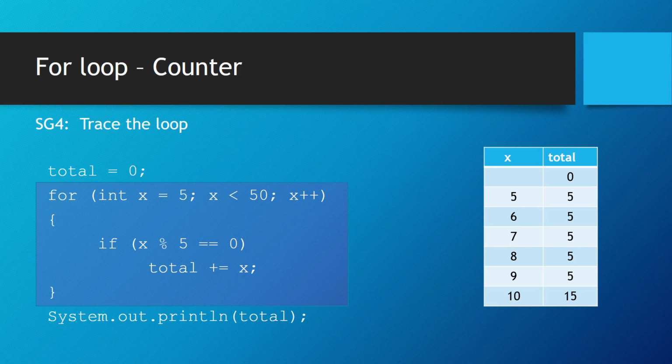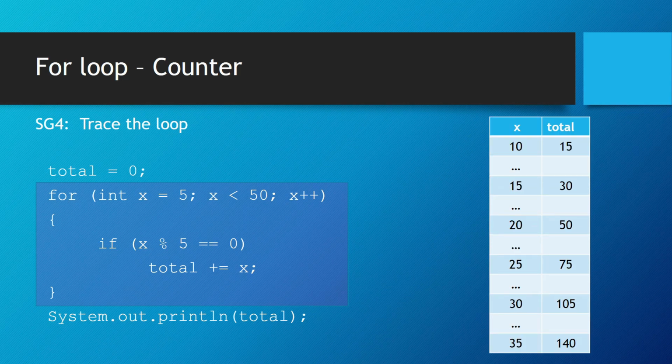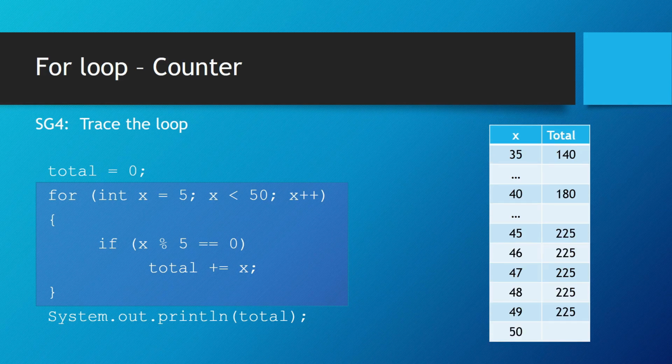X continues to increment by 1, but only when it is evenly divisible by 5 is the value added to total. So when x is 15, we add 15 to total, making total 30. When x is 20, we add 20 to total, making total 50. When x is 25, we add 25 to total, making total 75. When x is 45, we add 45 to total, making total 225. 46, 47, 48, and 49 are not divisible by 5, so total remains 225.